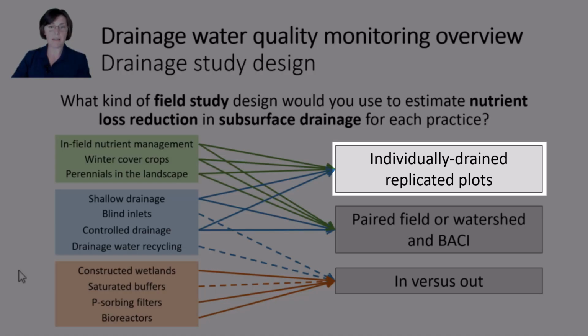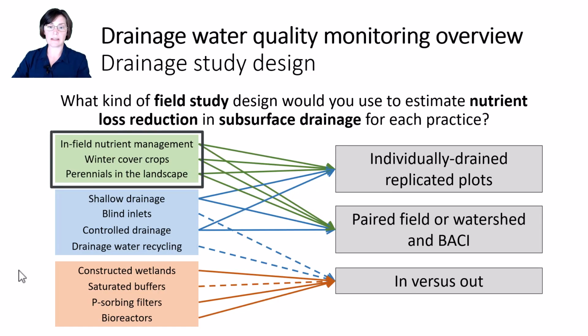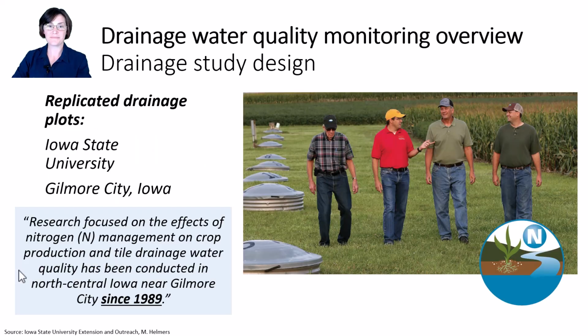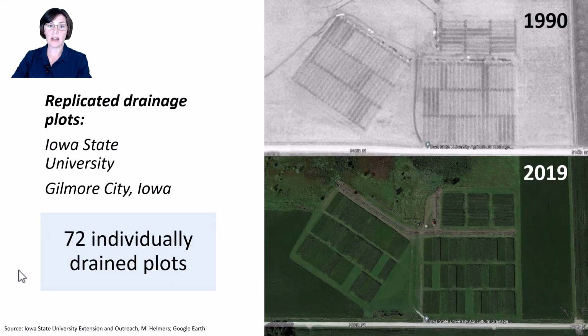We'll start by discussing plot scale studies, which are a great way to study in-field practices like nitrogen management and cover crops. There are two key aspects here that make replicated plot studies effective. Firstly, a replicated plot design allows you to have many treatments that are replicated. For example, here at the Gilmore City site, there are 72 individually drained plots. A good number of plots allows you to test a number of different things as treatments, which is important for in-field practices, especially given the number of variations in nitrogen management approaches and the variation in cover crop species and management. And then replication of those treatments allows us to do statistics to analyze scientifically for differences between the treatments.